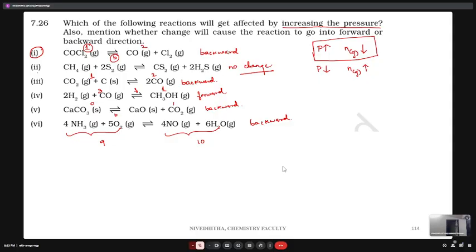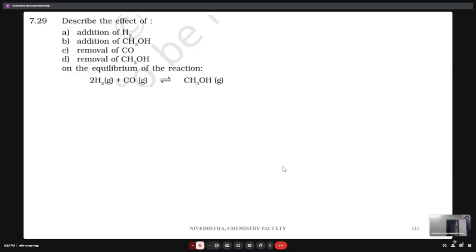We'll do one last problem, okay? Based on Le Chatelier's principle, one last problem. Describe the effect of addition of hydrogen, addition of methanol, removal of carbon monoxide, removal of methanol on the equilibrium of the reaction. They have given you the equilibrium reaction, and they're asking us to find what kind of change we can observe by adding or removing these chemical species. This is also from Le Chatelier's principle, of course.